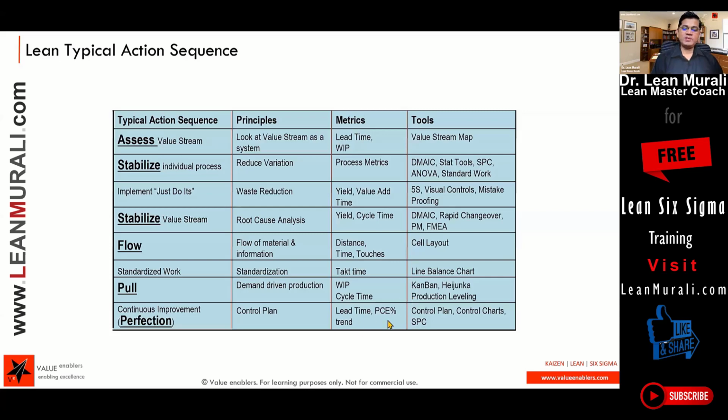So we have something called process cycle efficiency in transactional processes. And also, these days, manufacturing processes also start using the same. Lead times, control charts, control plans, and all that.